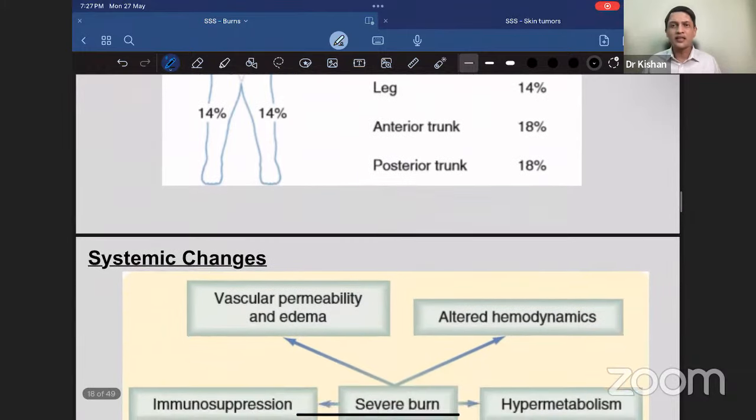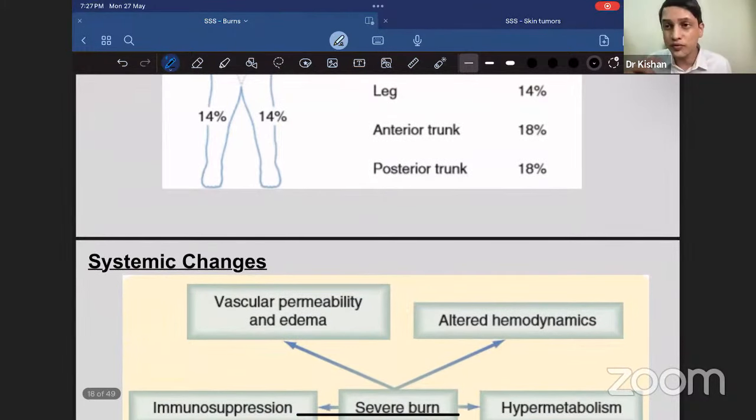Two questions can be asked as MCQs in the entrance exam. The easy, simple, preferred way of calculation is Wallace's rule of 9. But there are more specific ones: Lund and Browder's charts are available. They're very specific area-wise. If they ask which is the most specific one, it is Lund and Browder's, whereas the easy, convenient and simple one to use is Wallace's rule of 9. Those are the two things you should know.